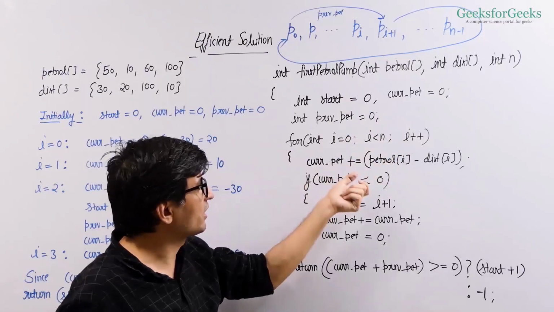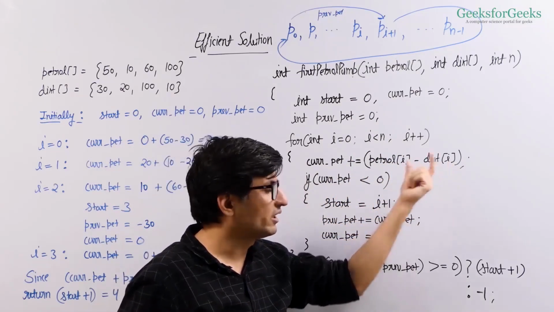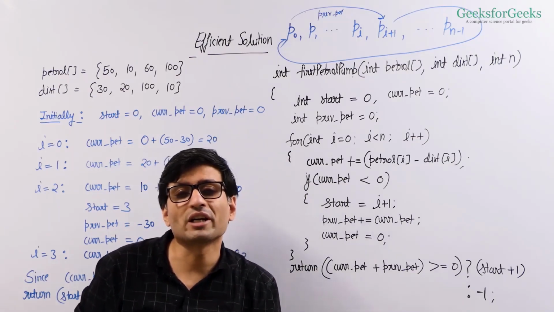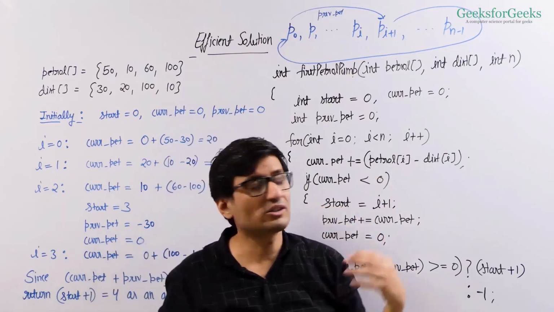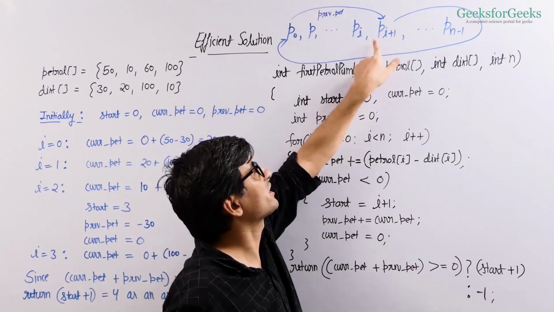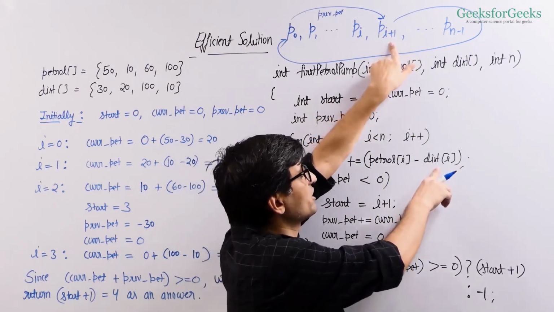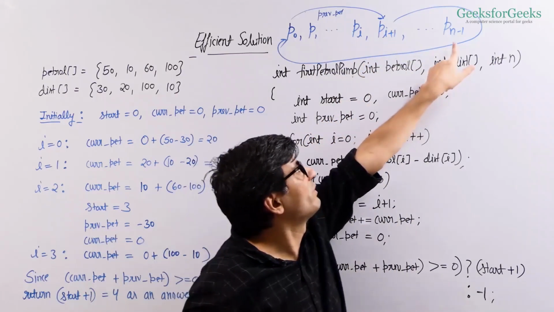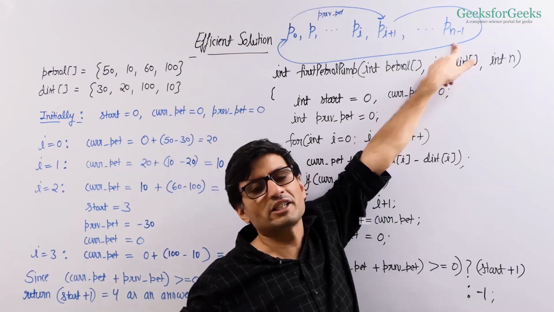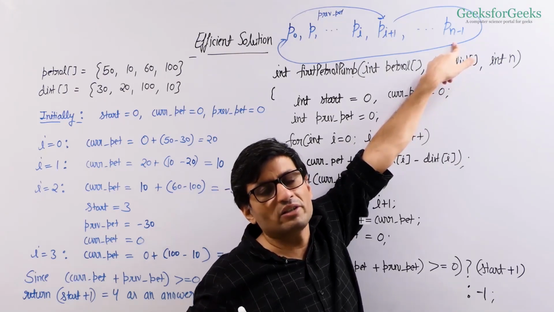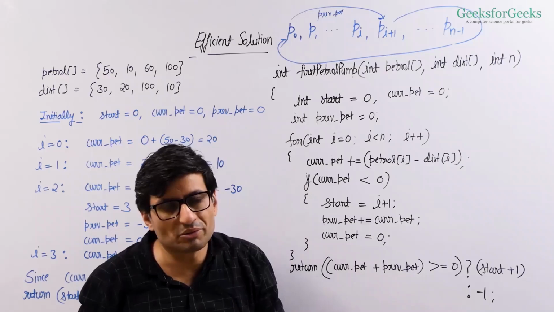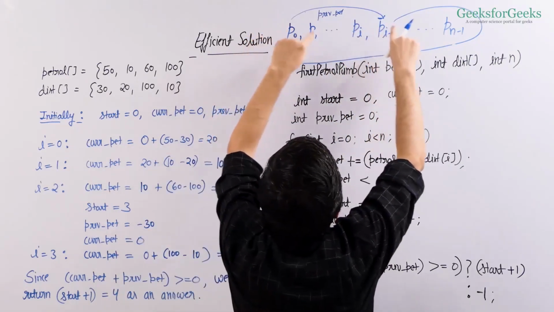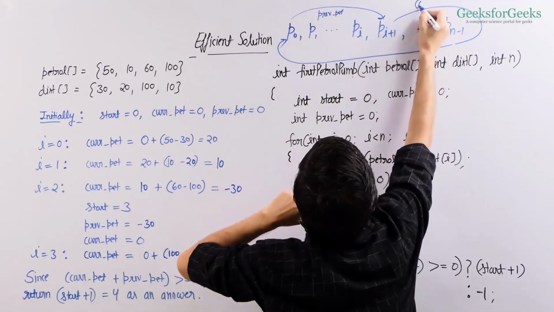Please note that in current petrol, we subtract distance I, which means we are considering that we have reached the next petrol pump, right? So at PI, we subtract distance I, which means we are reducing the distance from PI to PI plus 1. That's the amount of petrol to reach PI plus 1. So when we traverse till n minus 1, it indicates the amount of petrol you need to reach P0 from the current starting point. So what we do is we add this previous petrol and this current petrol at the end. This is actually current petrol.